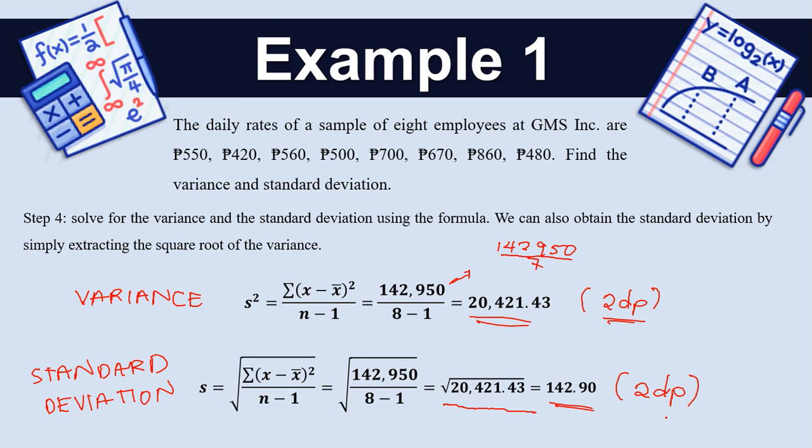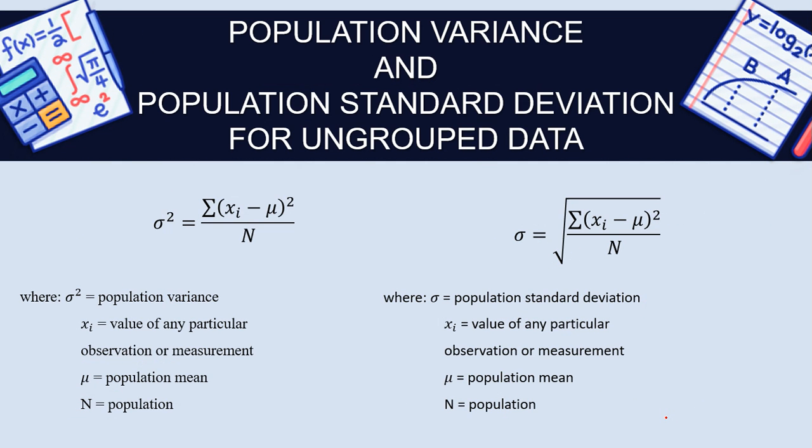Meron din tayong mga anak tinatawag na population. Okay? Pagdating kay population, ang pagkakaiba lang po dito is yung symbol na gagamitin and particularly doon sa denominator, hindi na po siya n-1. Okay? Yung mismong population size na po yung ilalagay na lang po natin. Okay? So, ito pong nakikita ninyo na parang letter O. Okay, we read it as sigma. So, this is the sigma notation.